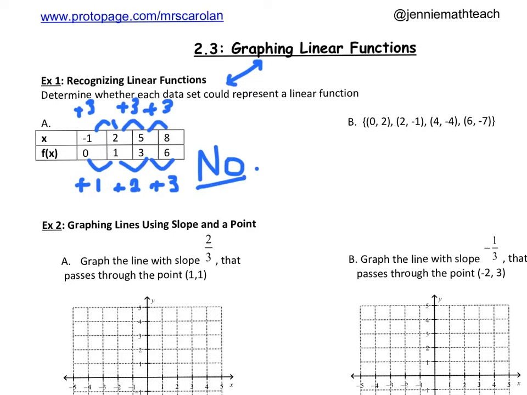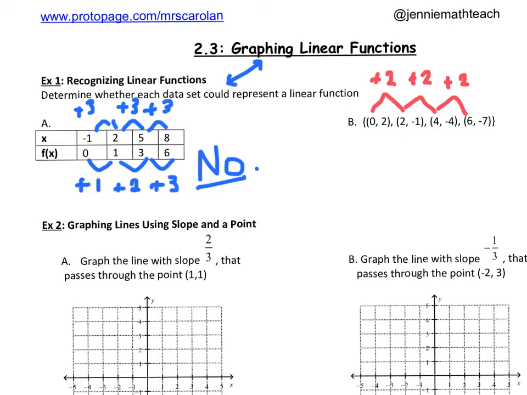When we look at these ordered pairs, first we'll look at the differences in the x. So we'll look between 0 and 2, that's forward 2. From 2 to 4, that's forward 2. And from 4 to 6, that's also forward 2. Great. Now let's look at the y's.